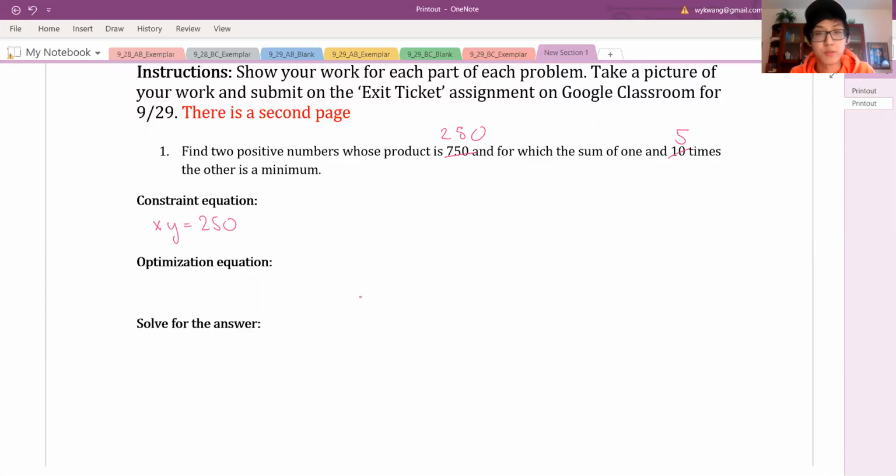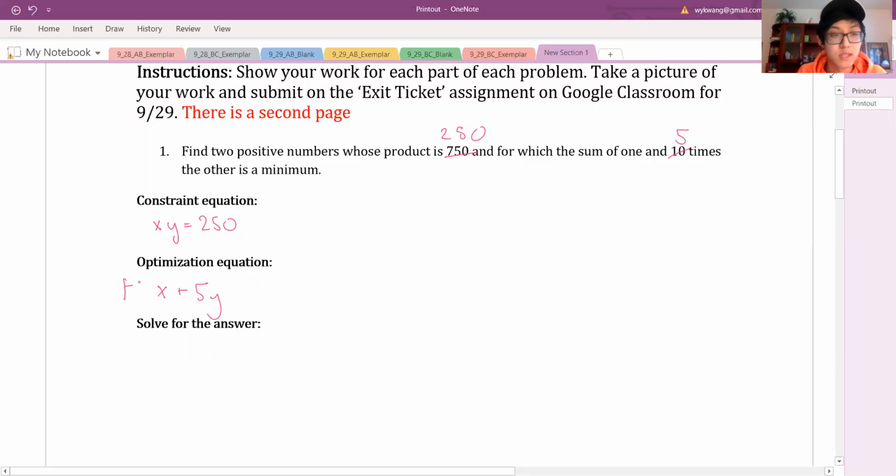Now our optimization equation, again, is the equation that we want to maximize or minimize. And that's gonna be the second part of this problem, which says, find two positive numbers for which the sum of one and 5 times the other is a minimum. So let's say the sum of x and 5 times the other, x plus 5 times y. So the sum of one, in which case is x, plus 5 times the other, is a minimum. So we're going to want to minimize this. So let's just call this f is equal to x plus 5y, and we're going to want to minimize this.